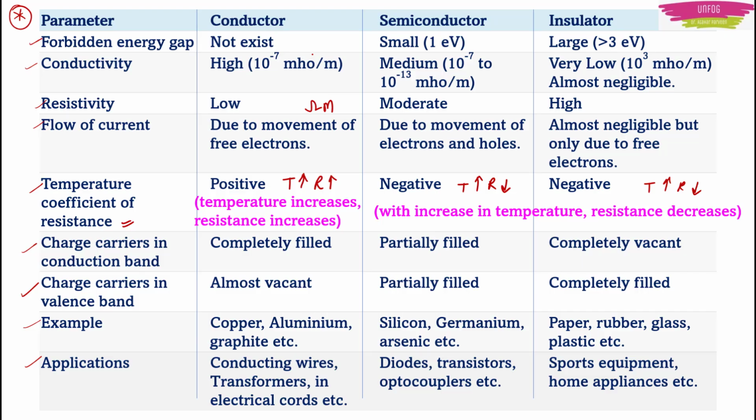Then applications. Applications are very important, especially for semiconductors. The applications are diodes, transistors, optocouplers, and many more, which we will talk about in this chapter.